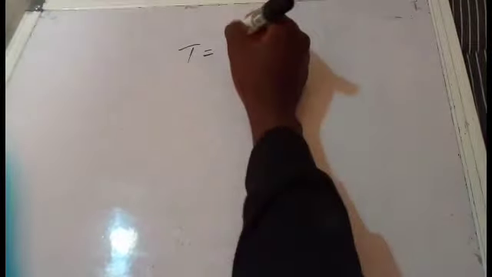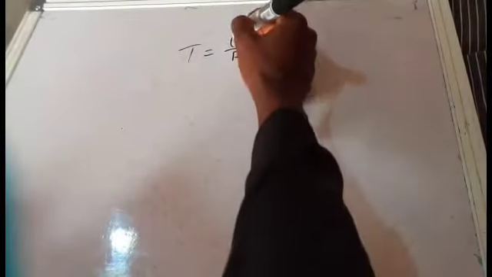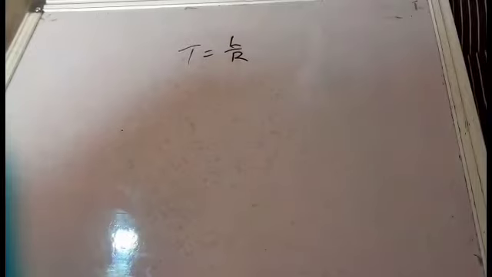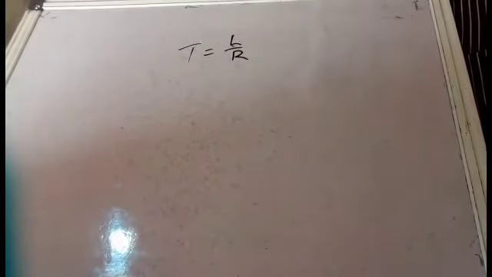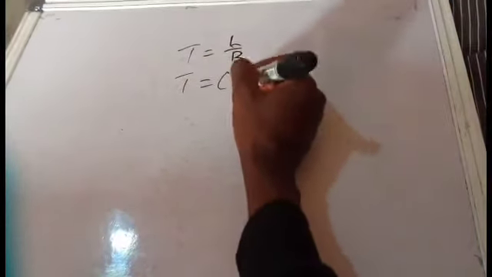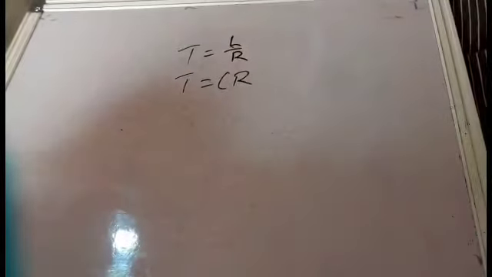that inductor. Now the time constant T for the RL circuit is equal to L over R, which is the inductance over the resistance. But for the capacitance, T equals CR. Do you understand it now?